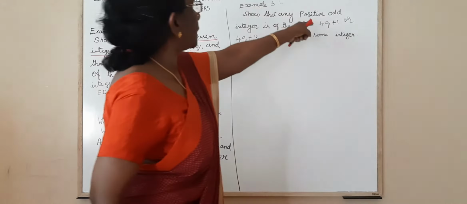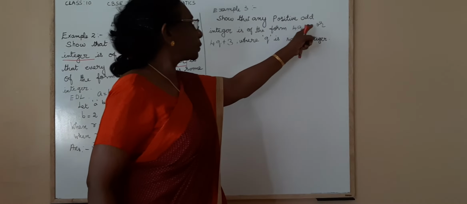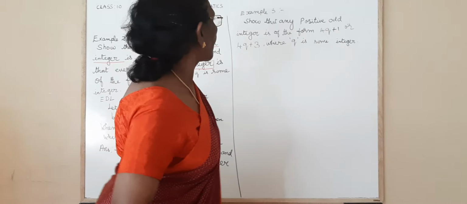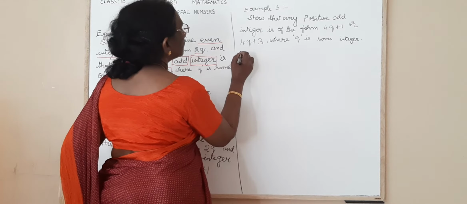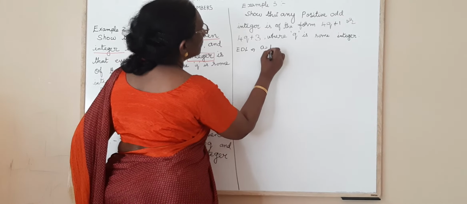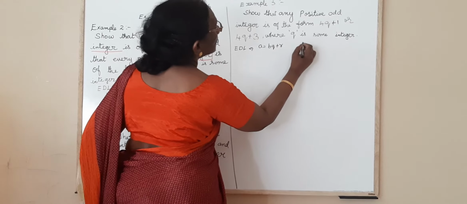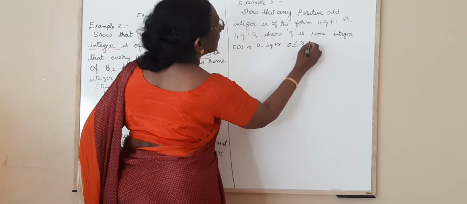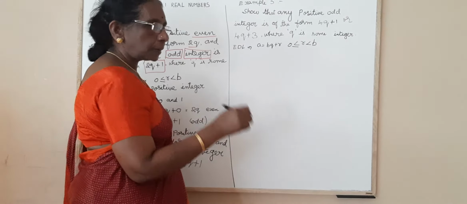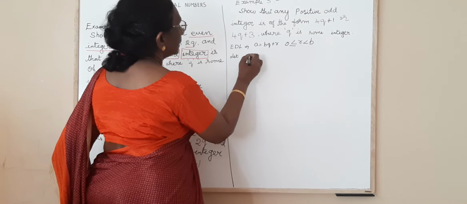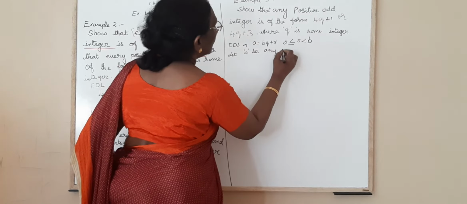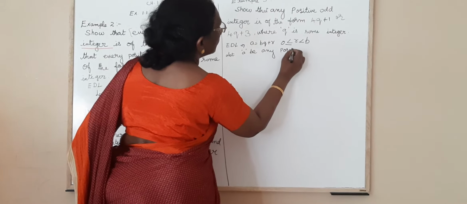Show that any positive odd integer is of the form 4q plus 1 or 4q plus 3, where q is some integer. See here again, first you have to write Euclid's division lemma. a is equal to bq plus r with the condition r is greater than or equal to 0 but less than b. Now what should we do? First step, let a be any positive integer. It may be any number.